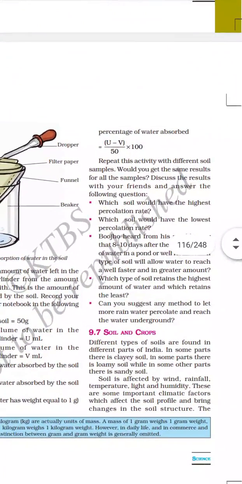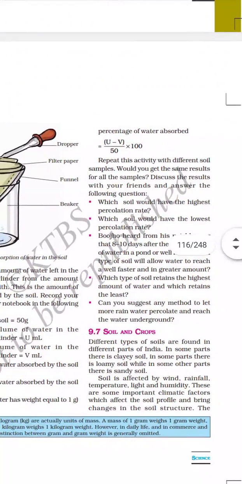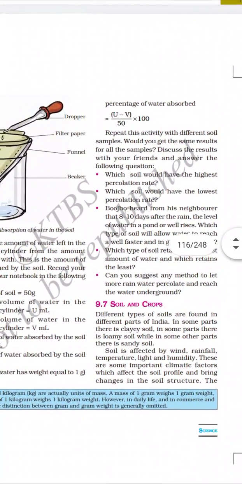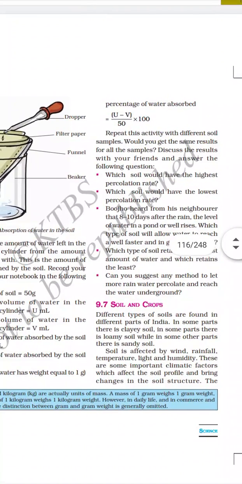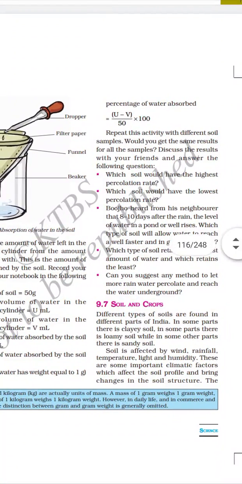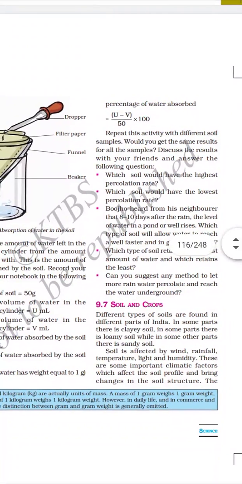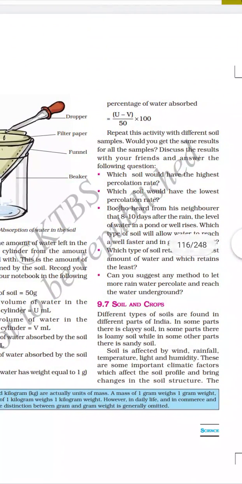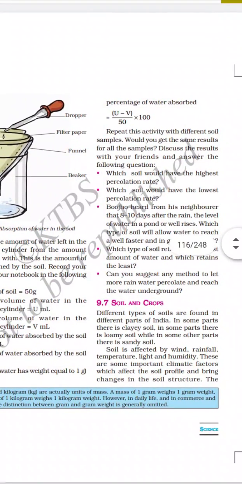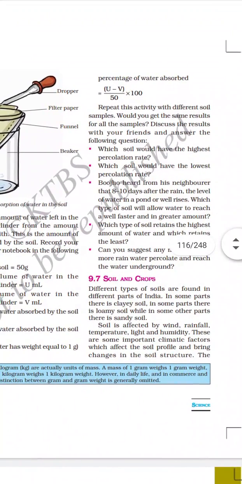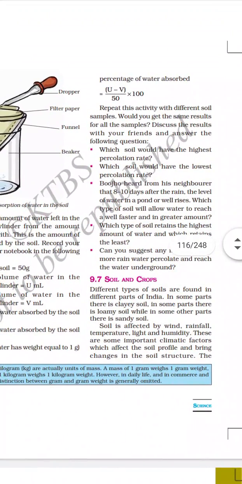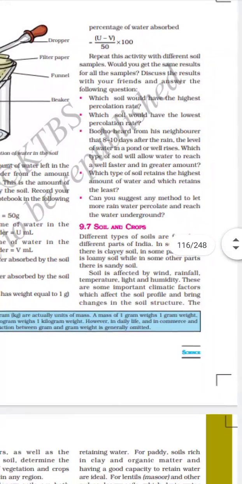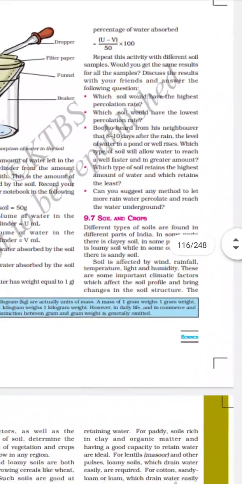So you should do some experiments. You should find out which soil has the highest percolation rate and which soil has the lowest percolation rate. Bujo heard from her neighbor that 8 to 10 days after rain, the level of water in a pond or a well rises. Which type of soil will allow water to reach a well faster and in larger amount? Which type of soil retains the highest amount of water? Which retains the least?